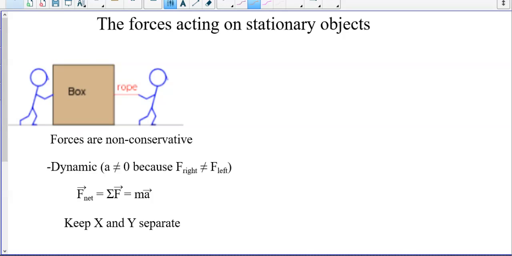So we're going to always keep our forces in the X and Y separate. When we find our net force, recall the net force is the sum of all forces, right? Add all the forces together, which is equal to your mass times your acceleration. And one more time, we're going to just mainly look in the X direction.